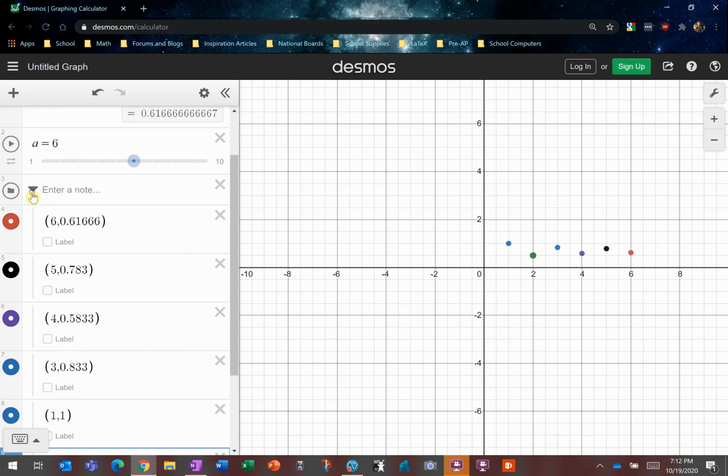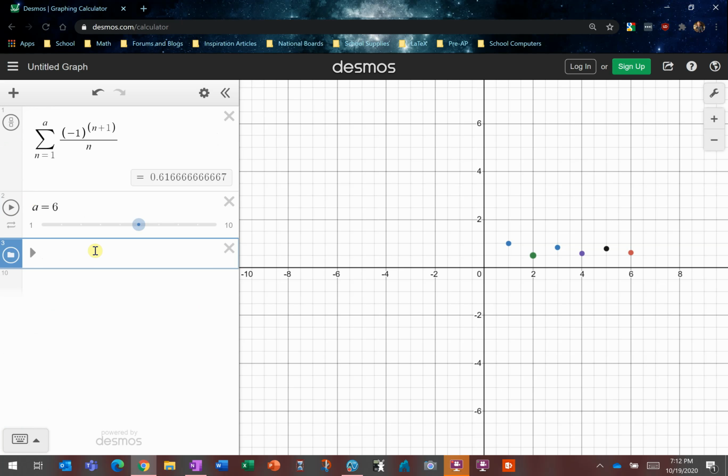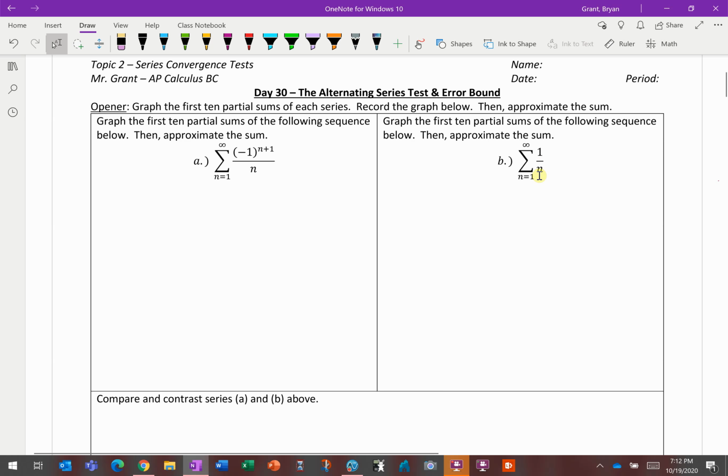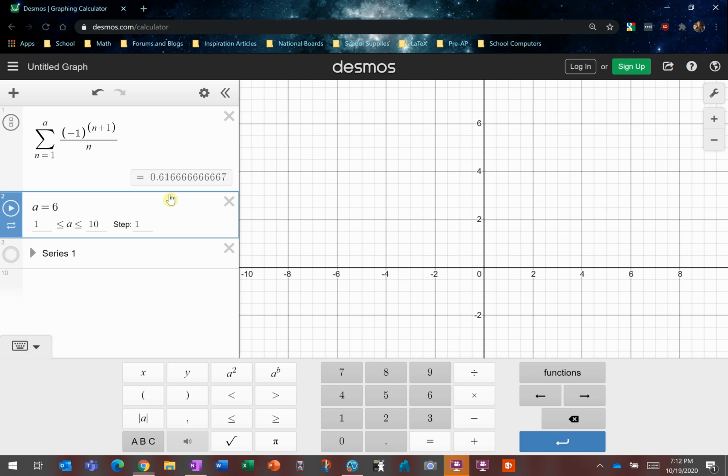Cool. So then I'm going to drop this folder down, and we're going to call it Series 1, from the opener. So I'll turn all those off, and then we should probably do the same thing for the second one, which is just 1 over n. It's not negative 1 to the n plus 1. Very, very similar, but 1 over n. They did ask us to approximate the sum, but we'll do that after.